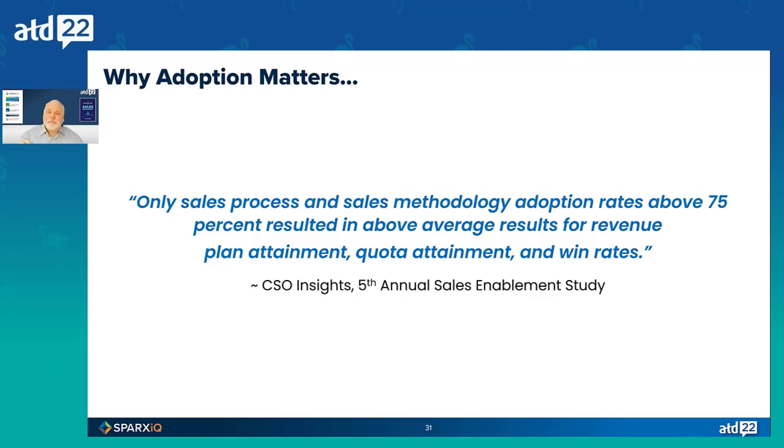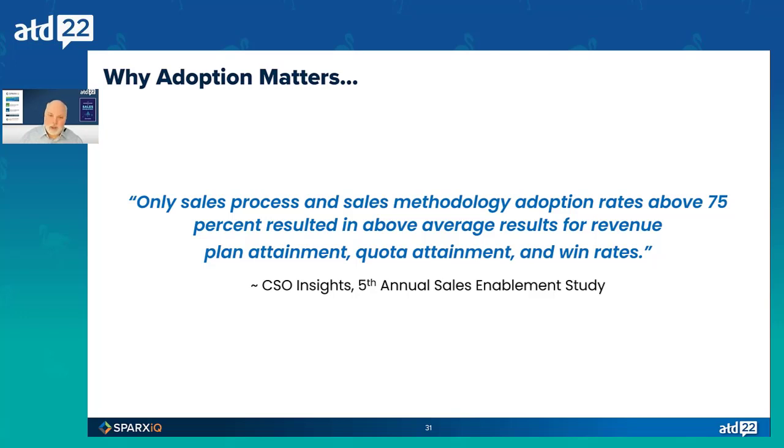CSO Insights did an annual sales enablement study each year, and at their fifth one, they found a really interesting fact: only sales process and sales methodology adoption rates north of 75% actually resulted in above average results for revenue plan attainment, quota attainment, and win rates. So if you truly want to move the needle, you need to get a decent adoption rate, 75% or greater, for your methodology and process.